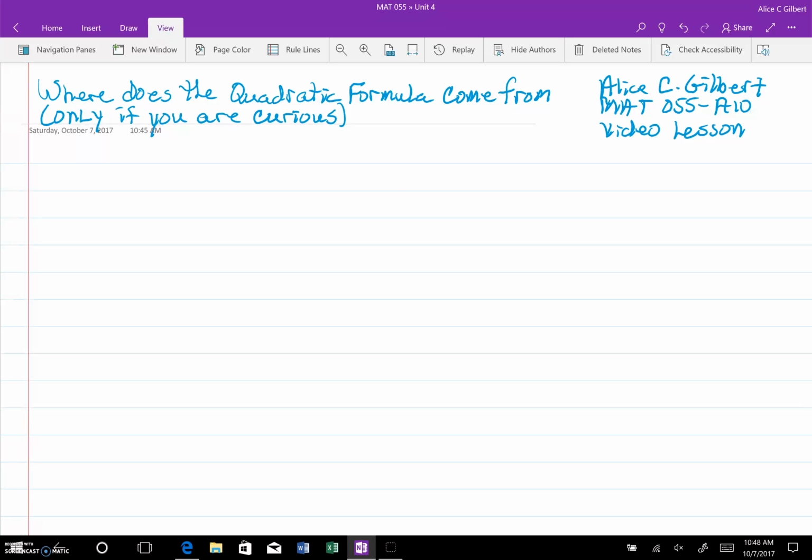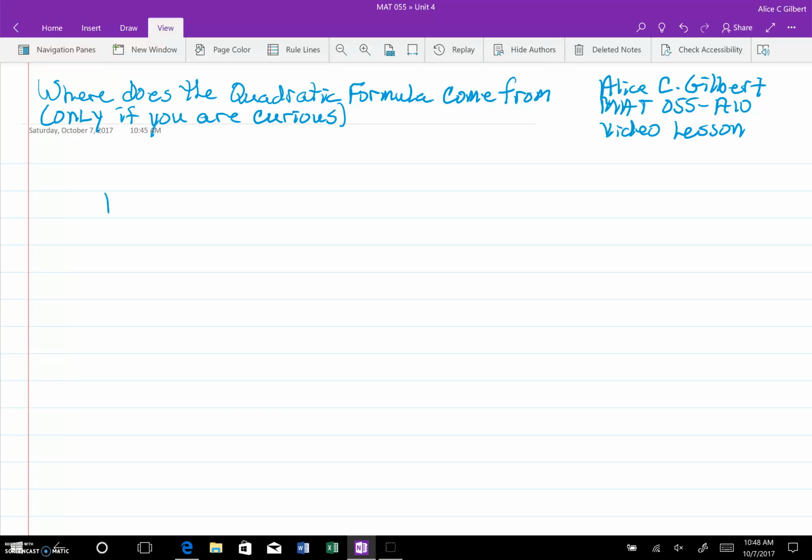Where does the quadratic formula come from? I'm going to show you, but you only need to watch this if you're curious. This is not something that you need for anything that you need to do. You need to know what the quadratic formula is and how to use it, but you don't actually need to know where it comes from. But I'm going to show you for those of you who are curious.